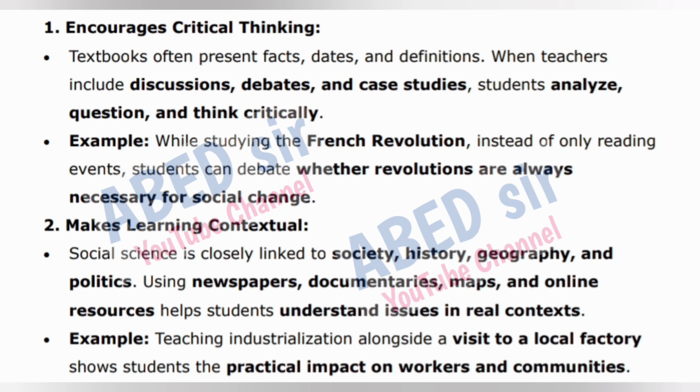Social science is closely linked to society, history, geography, and politics. Using newspapers, documentaries, maps, and online resources helps students understand issues in real contexts. For example, teaching industrialization alongside a visit to a local factory shows students the practical impact on workers and communities.